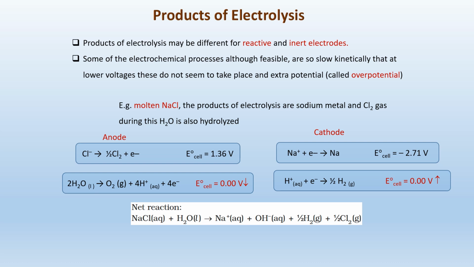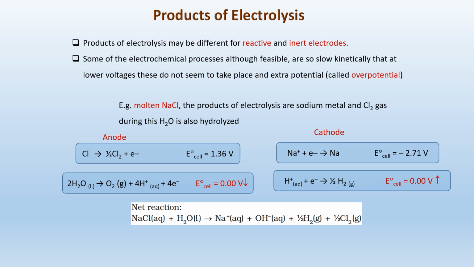In the cathode, sodium ion has a standard electrode potential of minus 2.71 volts, whereas hydrogen has 0 volts. Which one is the higher potential? Hydrogen is the higher potential, right? Hydrogen has a higher potential, whereas sodium has a lower potential. But at the cathode, the one with the higher potential has the preference to perform here. So, this can be overcome by applying the overpotential.